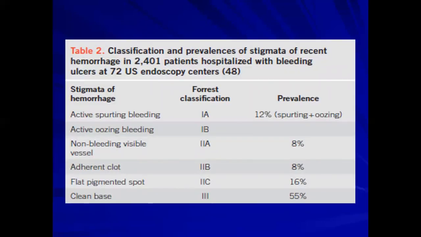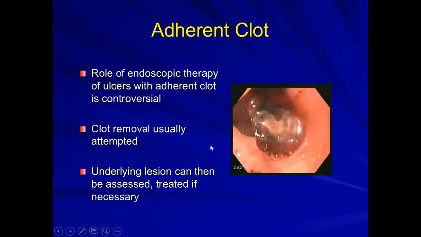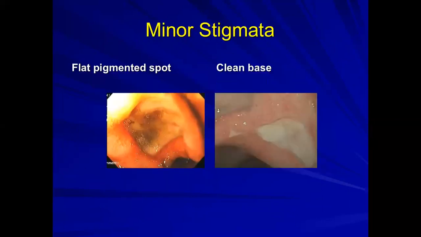is Forest class 3. So major stigmata, a non-bleeding blood vessel, you can appreciate in this picture. This is the adherent clot. There is a role of endoscopic therapy of ulcers with adherent clot. You can remove the clot and you can treat the underlying lesion. This is the Forest classification 3. It's a clean base ulcer, and this is a hematin spot.